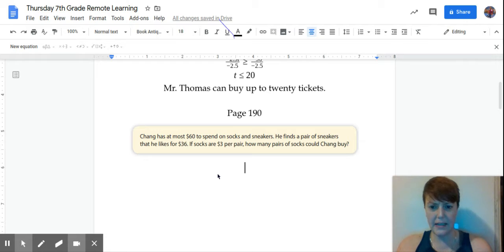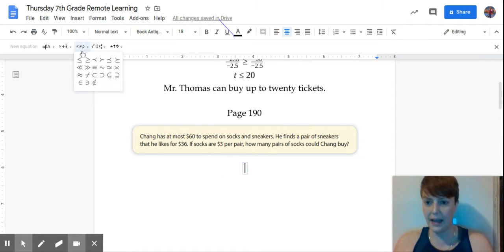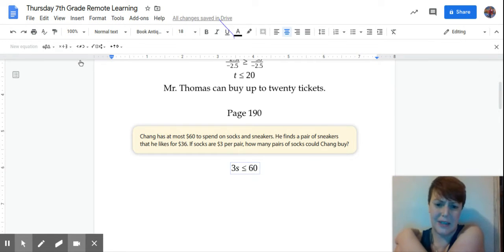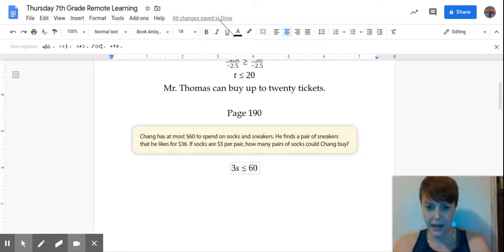Or we could think about it that he has at most $60 to spend. That means that everything else that he spends is going to have to be less than or equal to $60. And what he's spending is $3 for each pair of socks. And you guys know how I feel about S as a variable, but it's typing, so I'm not too terribly concerned about that. And he wants that $36 pair of shoes. And I like little positive numbers, so this is the inequality that I would set up.